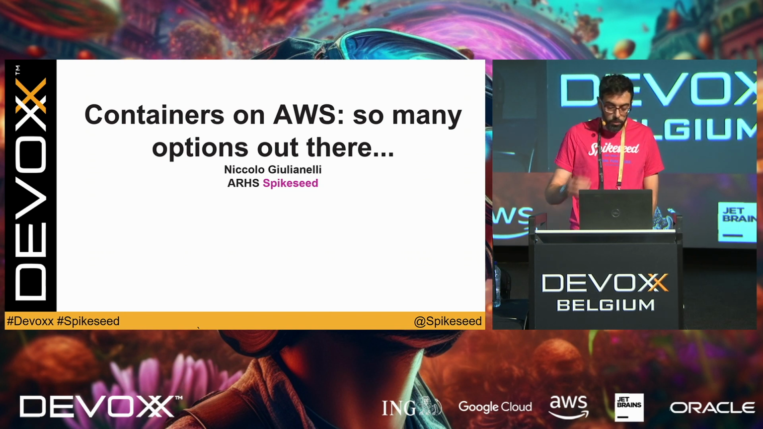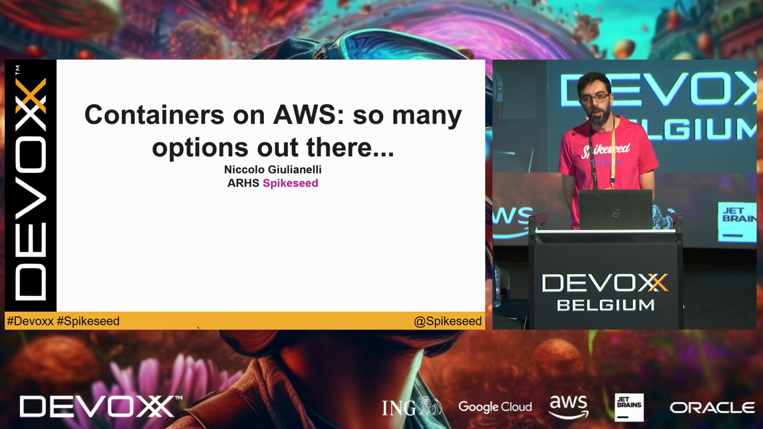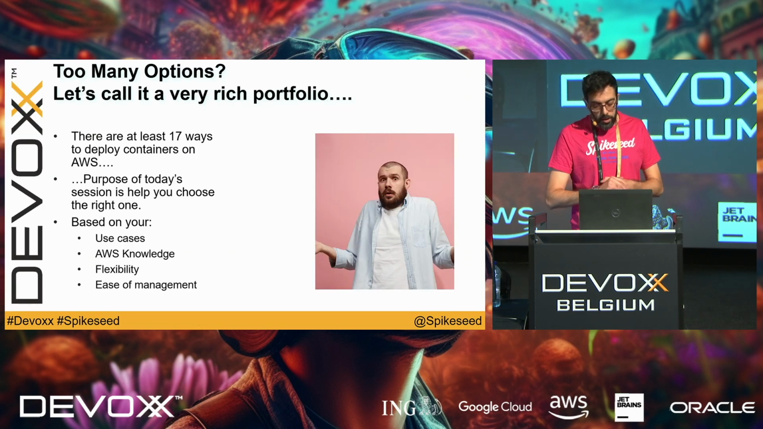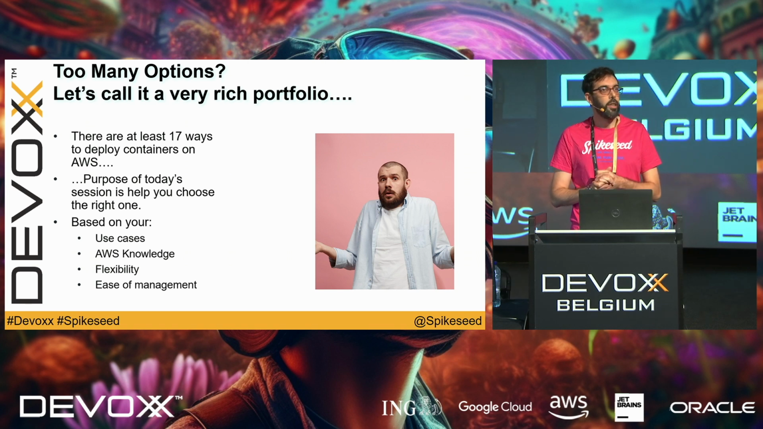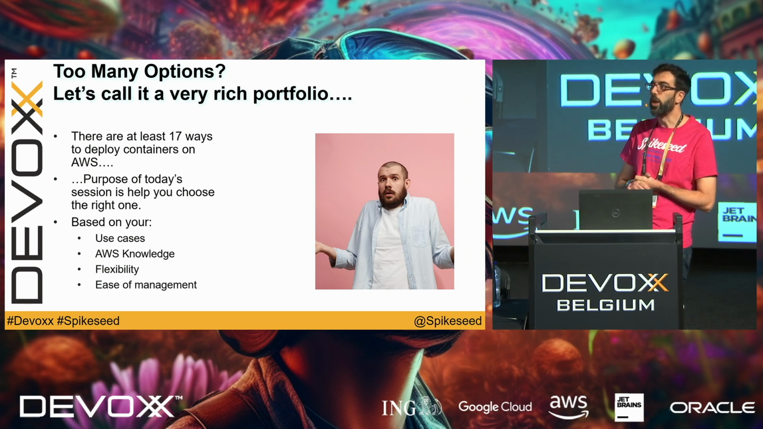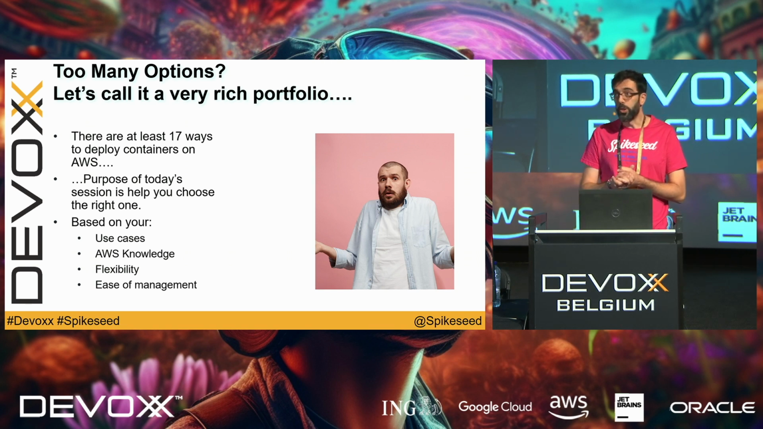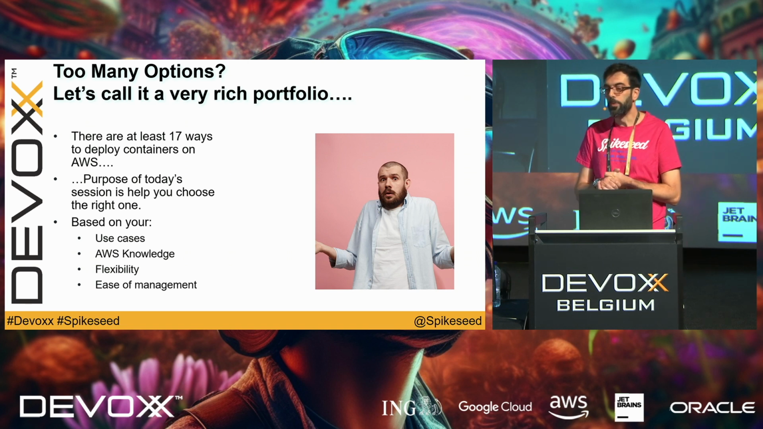So today, the purpose of this session is to shed some light on the many options that are available out there for developers to run containers and containerized workloads on AWS. So we looked at the portfolio to prepare for this, put our heads together and found out that there are at least 17 ways to run containers on AWS. So like I said before, the purpose of today is to look into those and help you identify which one is the correct one for you.